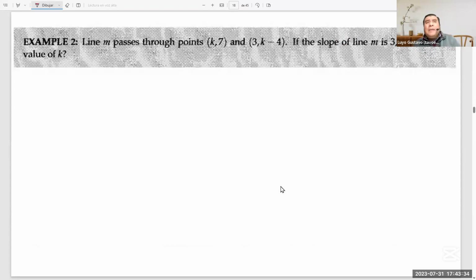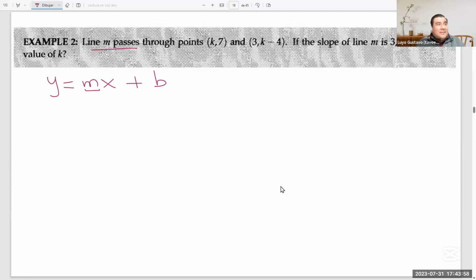If the slope of line M is 3, what is the value of k? Take a look at this. This is interesting. I have a line, and I know the equation of the line will be something like M times x plus the y-intercept. B is the value of the y-intercept. So how can I calculate the slope, the value of this M here?